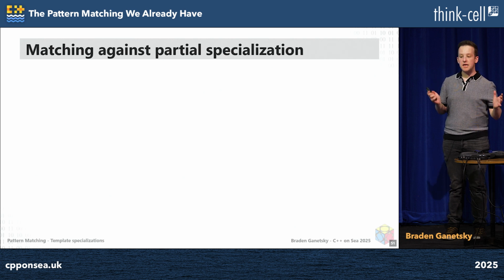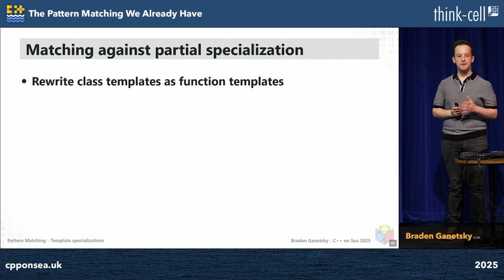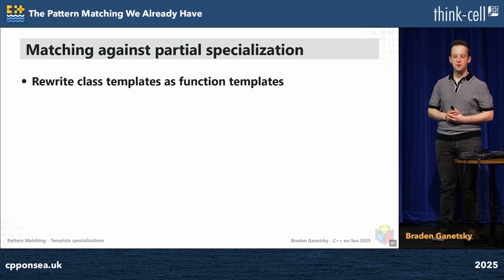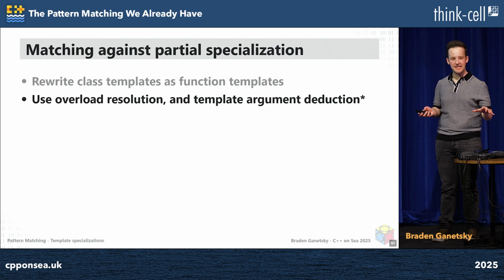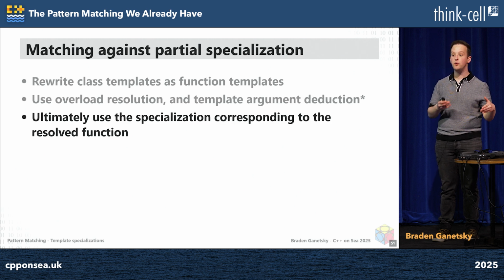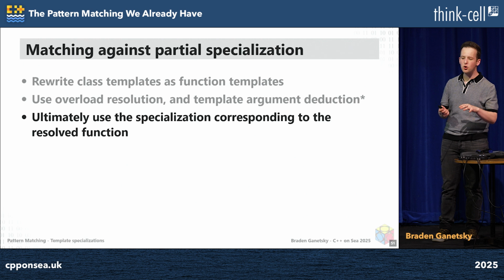So I'm going to talk about matching against partial specializations. The way you do this, it's really interesting. I was surprised to find this out. You rewrite the class templates as if they were function templates. You pretend that these function templates exist. You use overload resolution and template argument deduction. I swear I'll get there. And then ultimately, we use the specialization that corresponds to the function that we resolved to. And I'll show how that looks.